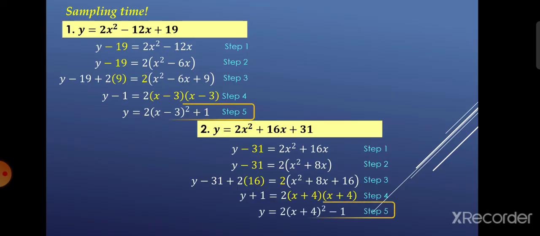Step 5. We bring down y equals 2, then the x plus 4 times x plus 4 is written as the square of x plus 4, then minus 1. The minus 1 comes from the positive 1 on the left side, which we move over.